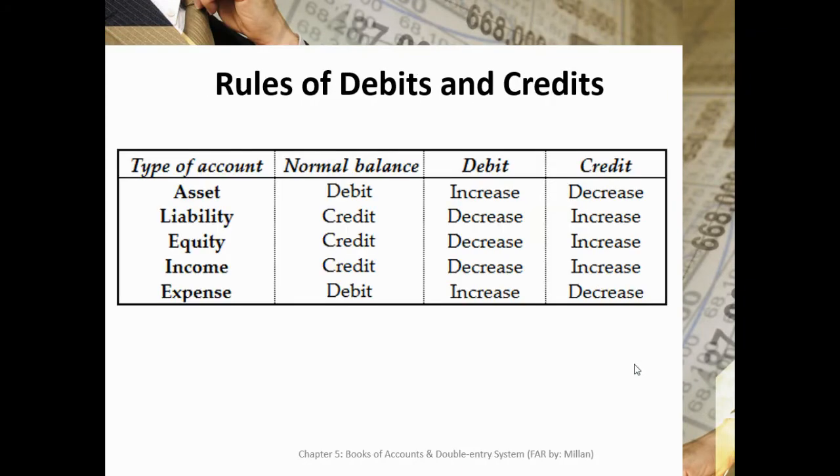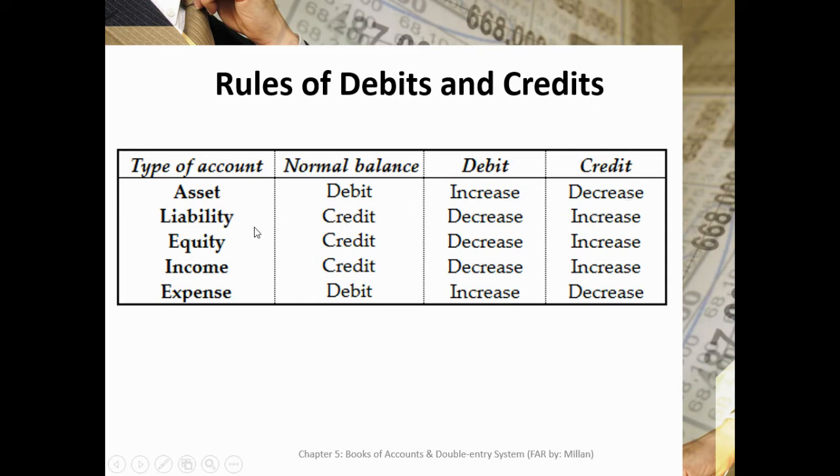So, ito yung rules niya. To debit an account with a normal balance means to increase that account. To credit, it means to decrease it. So, to credit an account with a normal credit balance means to increase that account. To debit it means to decrease it. So, analyze natin to. Si asset, ang normal balance niya ay debit. So, sabi ko nga kanina, pag i-debit mo si asset, dinadagdagan mo siya. Pag i-credit mo siya, binabawasan mo siya.